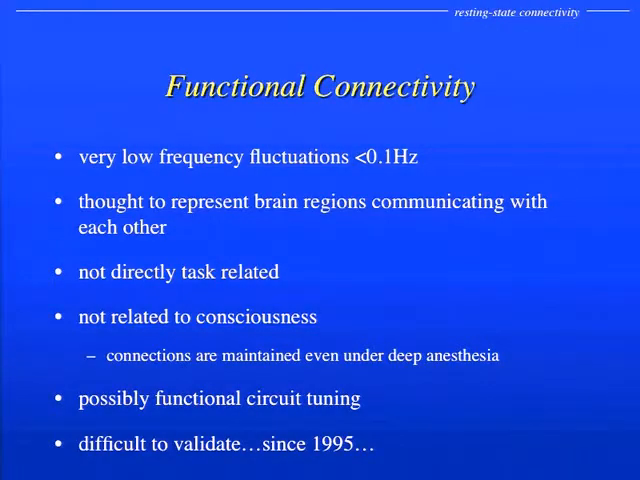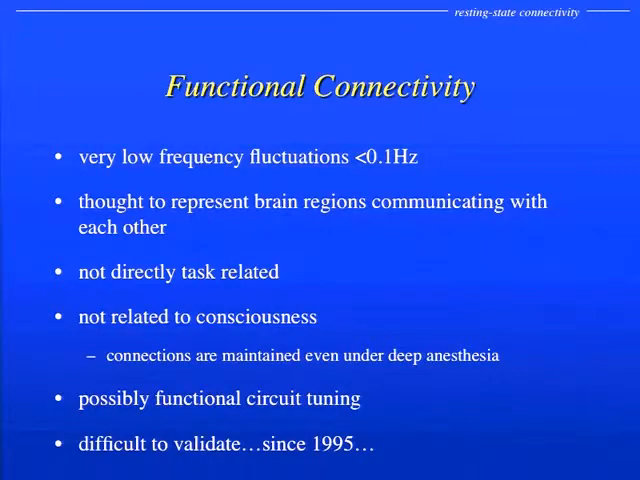As I said before, these are very low frequency fluctuations. I think there's some newer data showing evidence for some of these signals at higher frequencies as well, but to date most of the work has been at less than 0.1 hertz. This is thought to represent brain regions communicating with each other. So it's not directly task related, although you can tweak the connectivity with tasks. And it's not specifically related to consciousness. There was some interest in whether it was an indicator of consciousness.